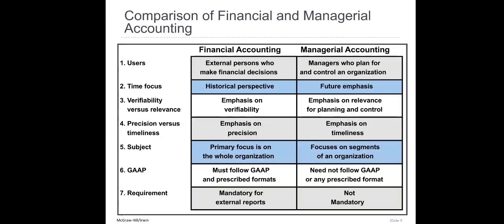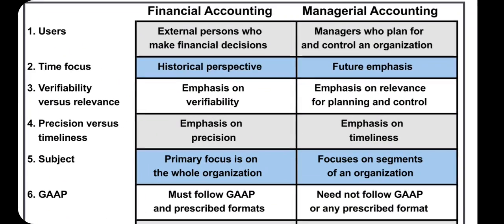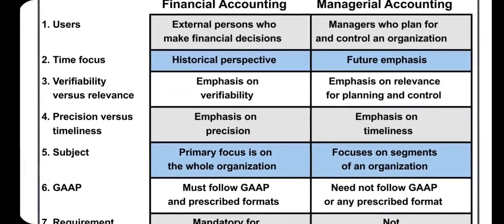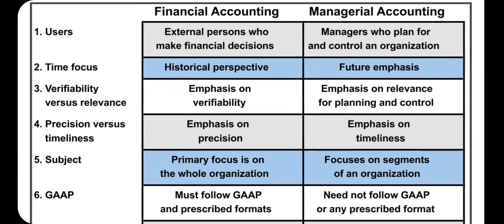Okay, now this is comparison of financial and management accounting. Very important. You have learned about financial accounting. Now you will learn about management accounting. So you have to know the difference between these two branches of accounting. So the first thing, I think the most important thing is like this: what is the output? The output. Okay, just remember the output.